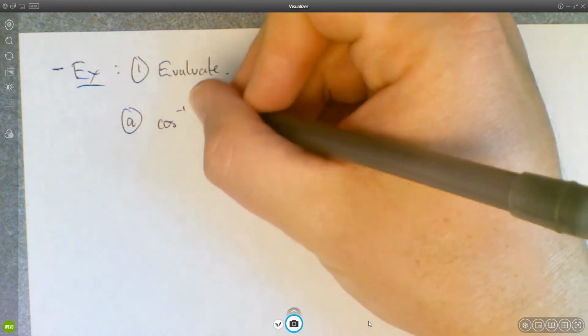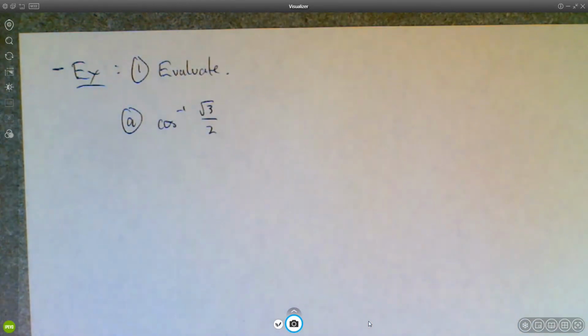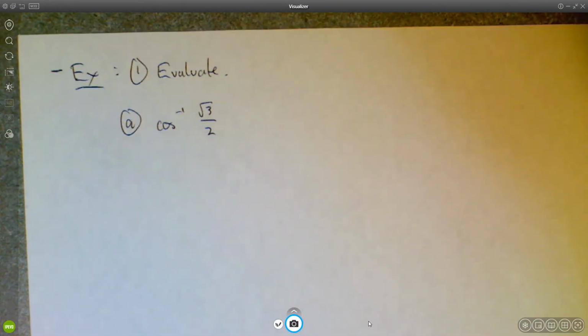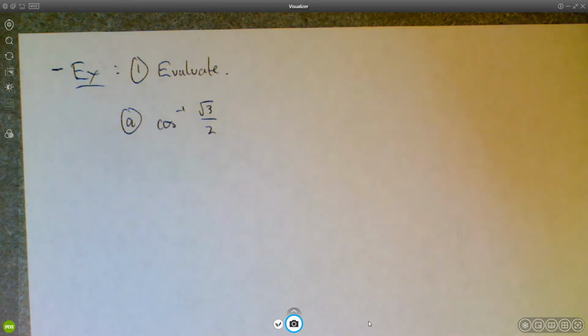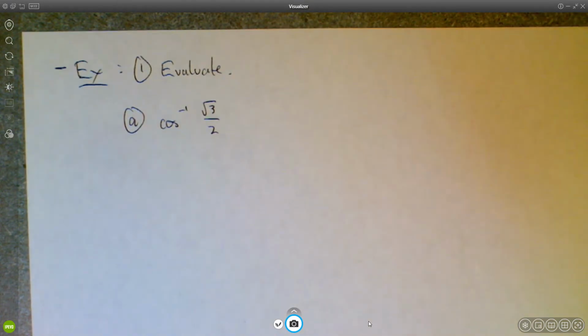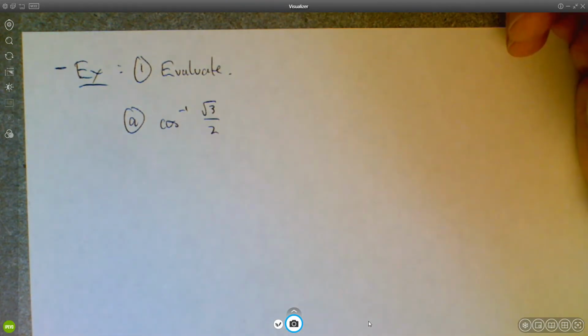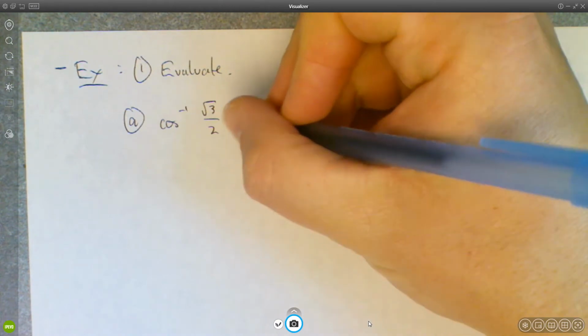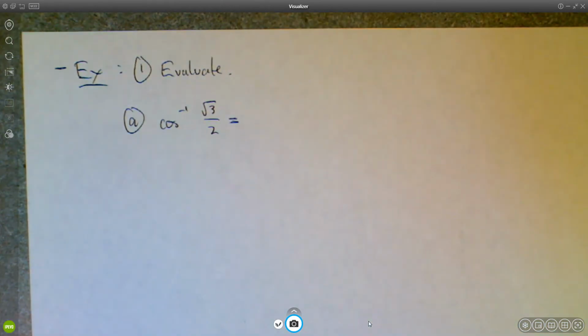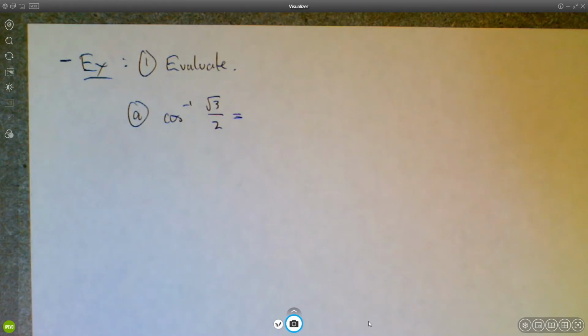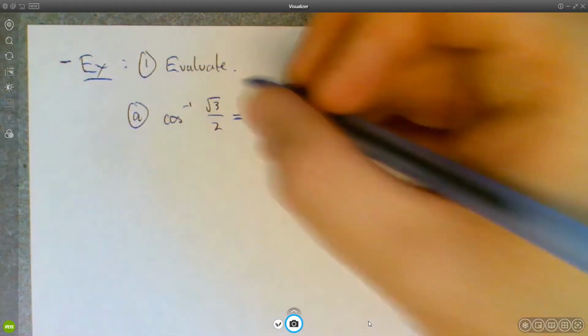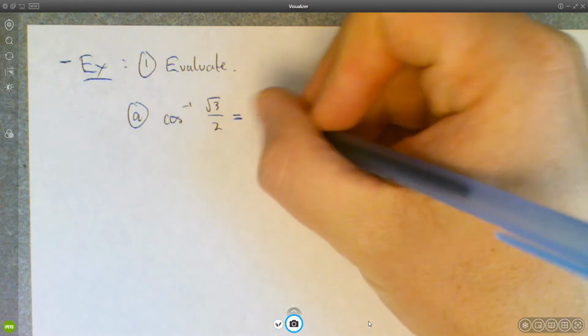So cosine inverse of root 3 over 2. Go ahead and give the video a pause, see if you can figure that out. You should be thinking of what angle, cosine of what angle equals root 3 over 2, and the angle has to live between 0 and pi. Okay, so I think this is going to be 30 degrees, or let's give them in radians. So 30 degrees would be pi over 6, right?